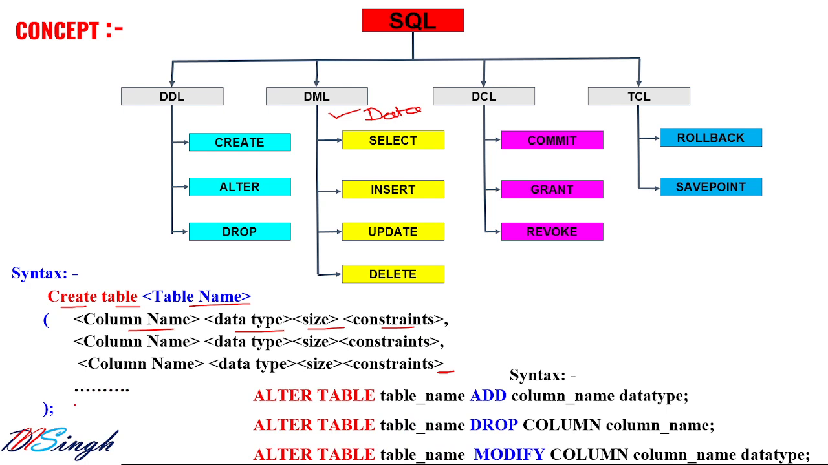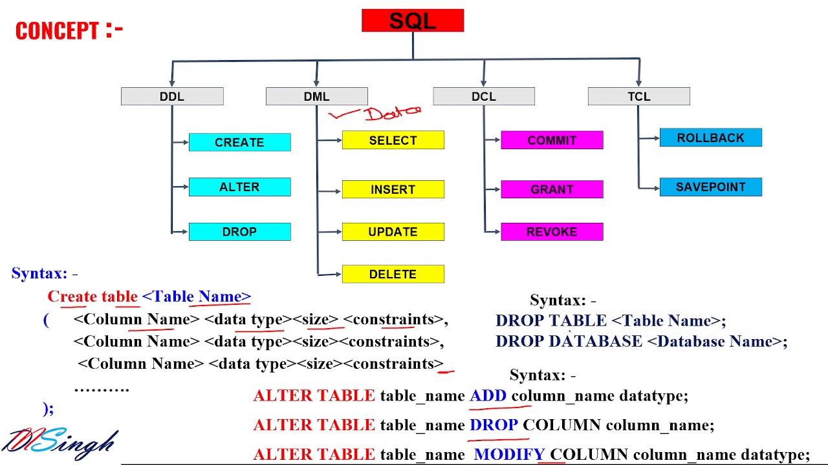Next command is what? Alter command. With the alter command, we can add a column to the table, we can remove a column from the table, or we can also modify the data type of the column. Then we have the drop command. So the drop command can be used to remove the database or table from the relational database management system completely. How will we write it? Drop table, table name, or if we want to delete the database, we will write drop database, then database name. So that is about the syntax of the DDL commands.